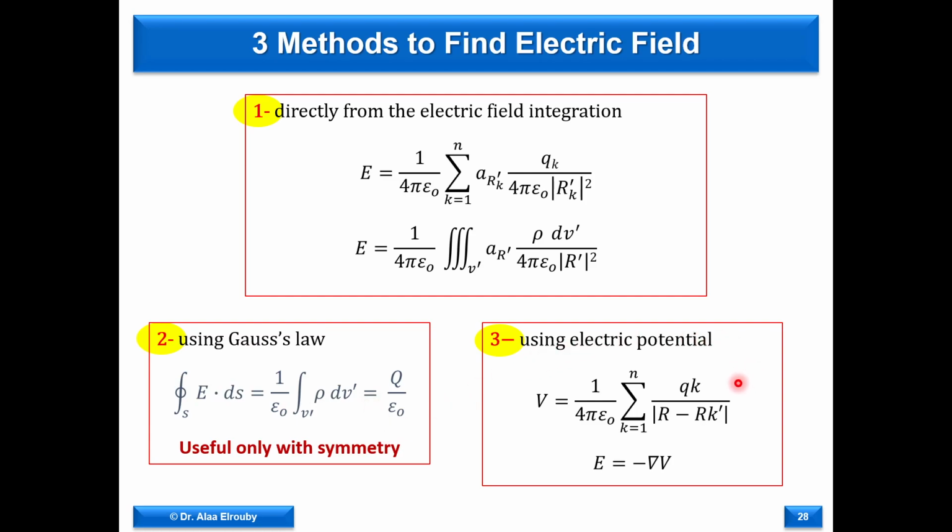The last method that we learned today is using the electric potential method, by summation or integration. Then we apply the minus gradient to get the electric field.